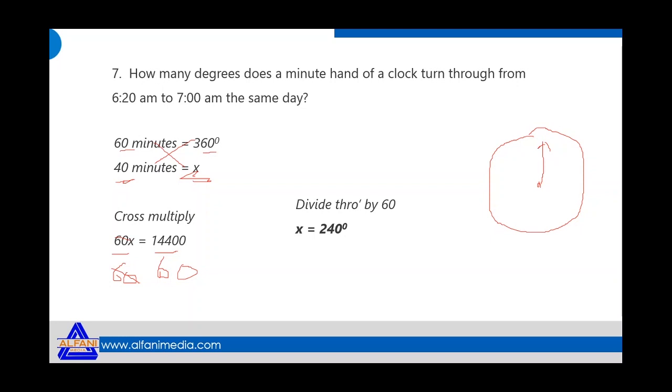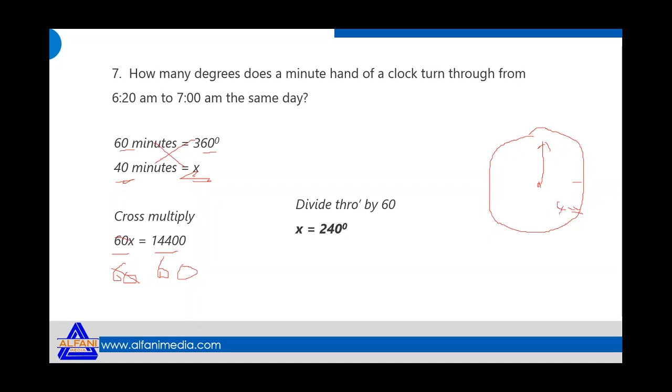So it means it will take 240 degrees for the minute hand to run from 6:20, when it's at 20 here. Remember, our 15 is here, so when it's at 20 here, for it to get back to 7 o'clock. So from here, when it's at 20 here, it will run.